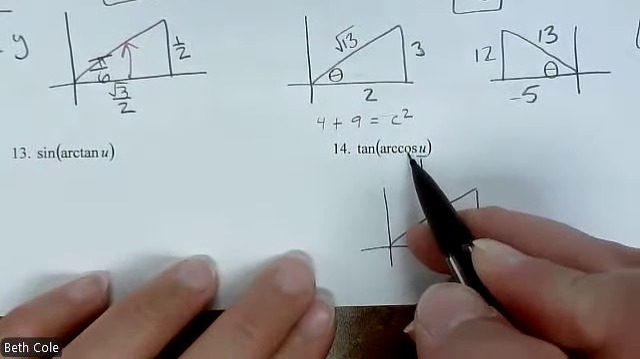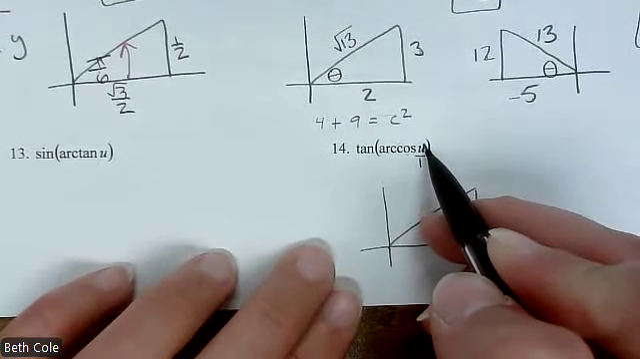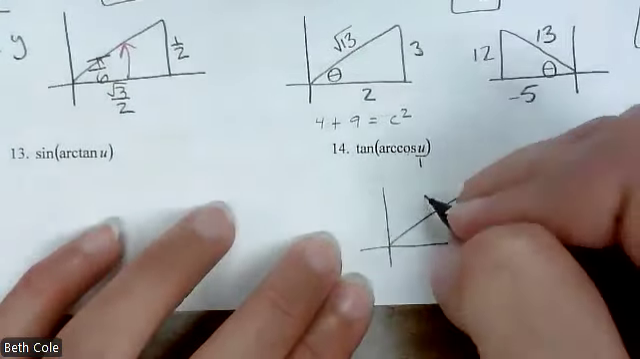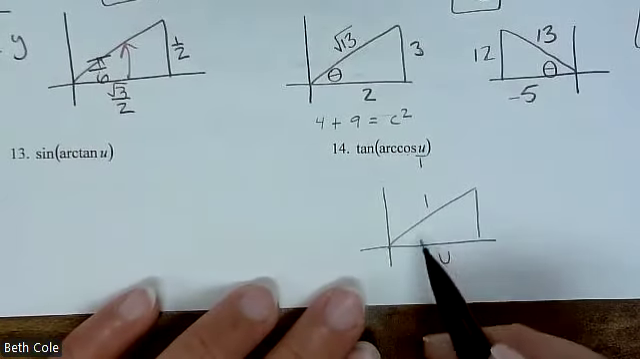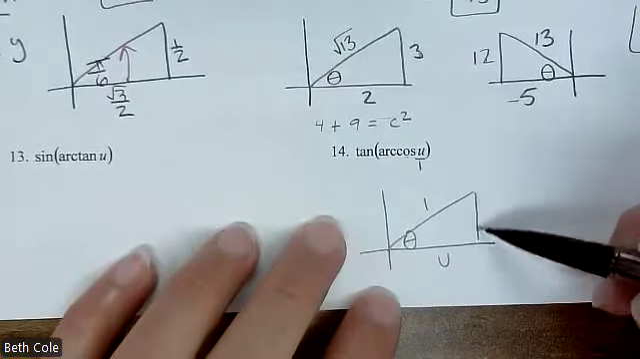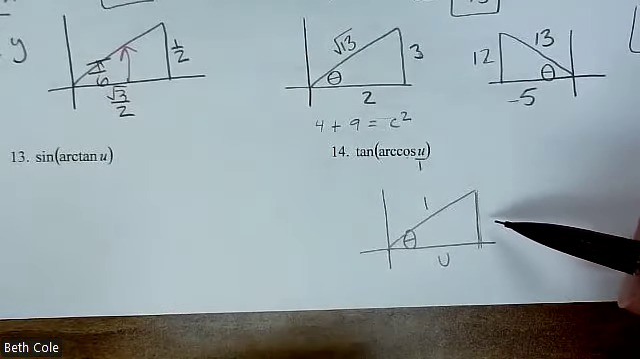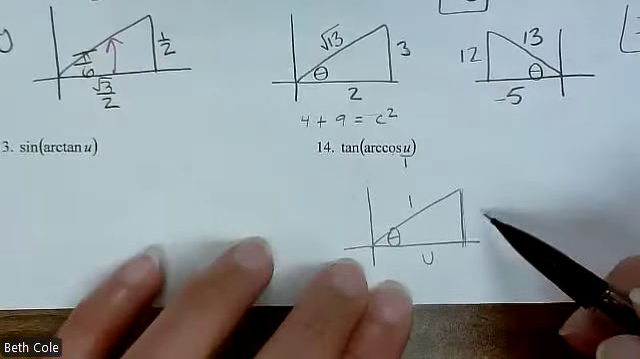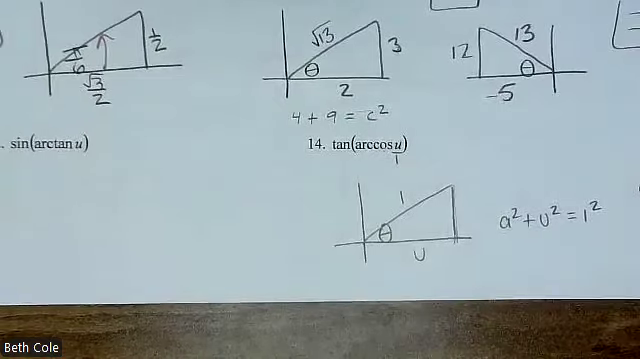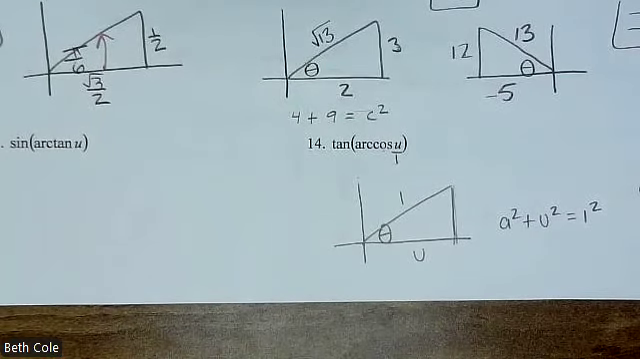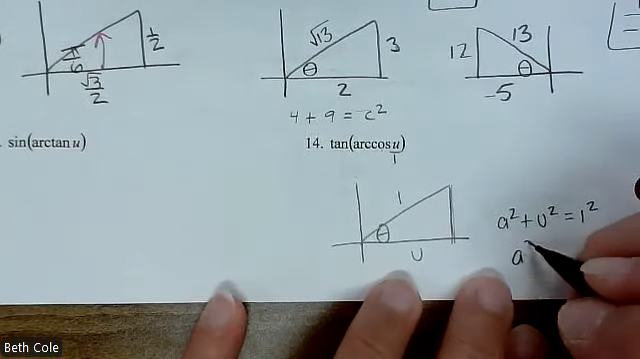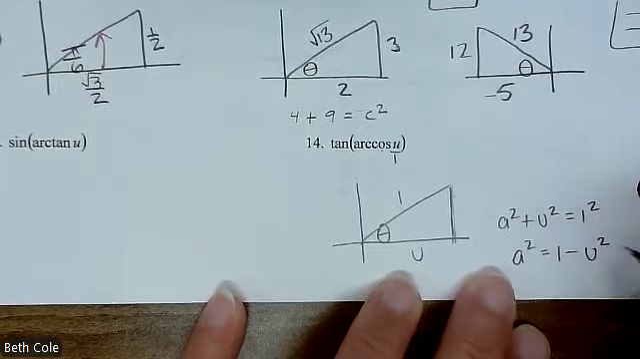So cosine is what over what? Adjacent over hypotenuse. So adjacent is u, hypotenuse is 1. If you want to call this theta, you can. And we're going to do the Pythagorean theorem to get this side. Can I just call it a? Okay. So it's going to be a squared plus u squared equals 1 squared. And we want to get a by itself. So what would you do to get a by itself? Yeah, 1 minus u squared.